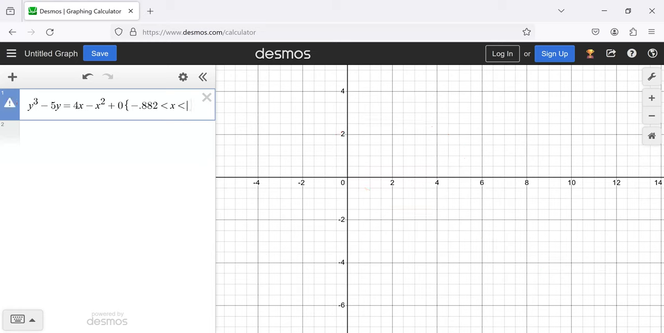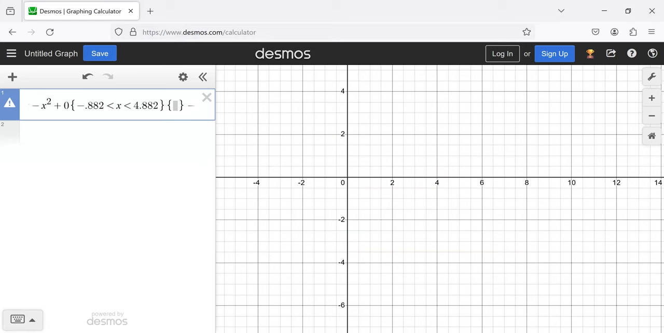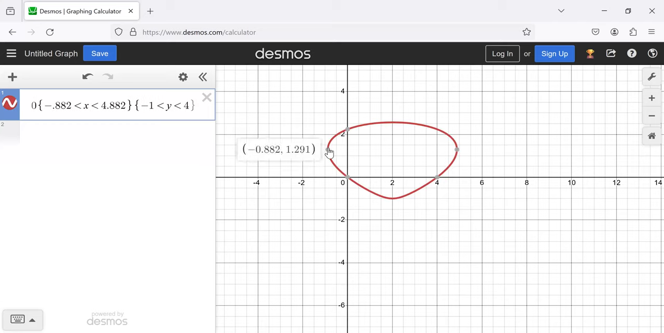let's see if I can make Desmos do what I want it to. Let's see, why should be, I think, that gives us an error message. Come on, Desmos. Okay, here we go.